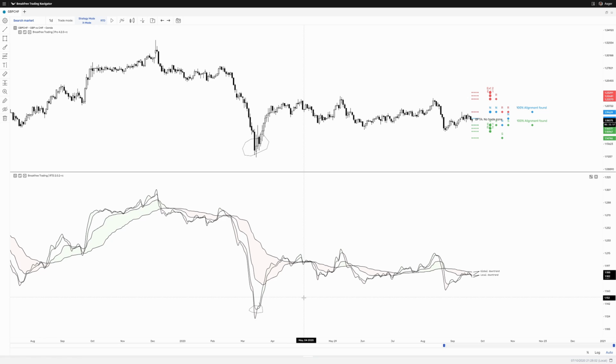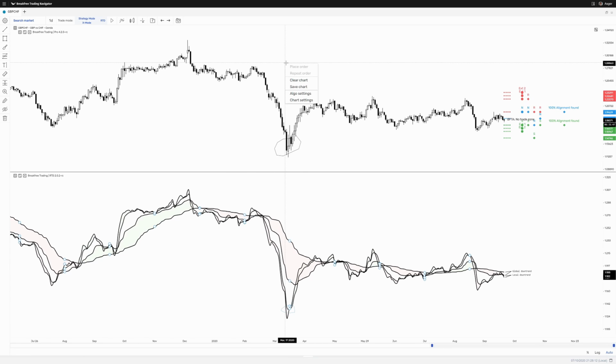So if you want to go long, you want to make sure that the RTD lines up with the direction you're going. That's what the RTD is there for. It's not there to find trades. It's there to confirm your trades.